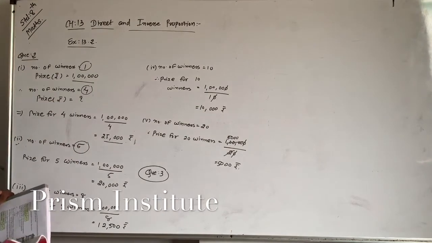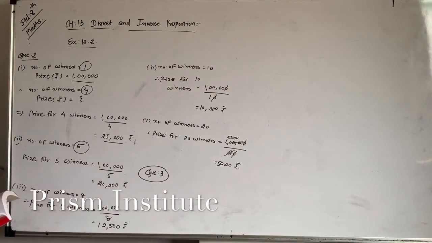Now in question number 3, Rahman is making a mill using spokes. He wants to fix equal spokes in such a way that the angle between any pair of consecutive spokes is equal. Help him by completing the table. Okay, here the table is given.